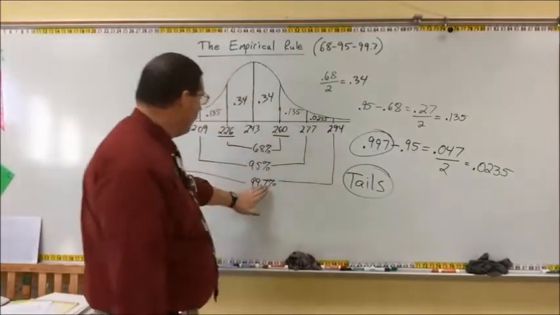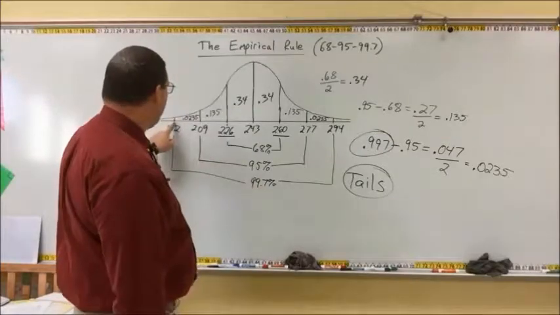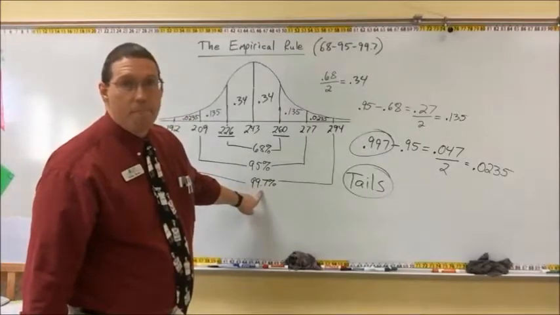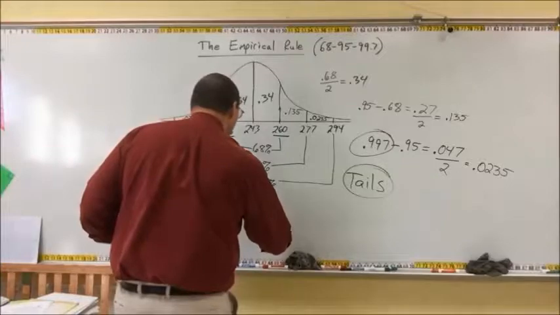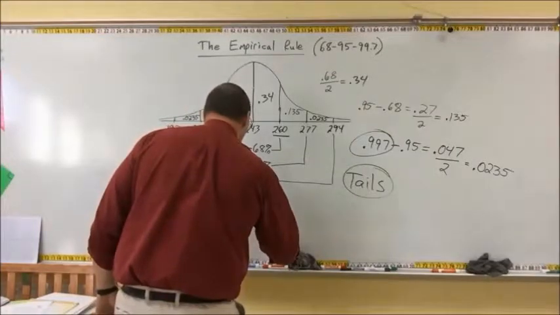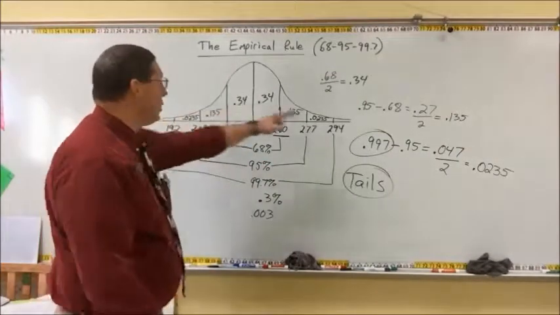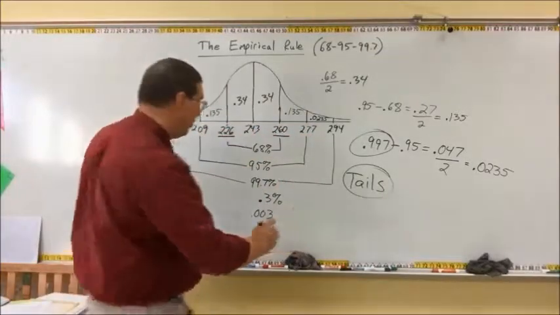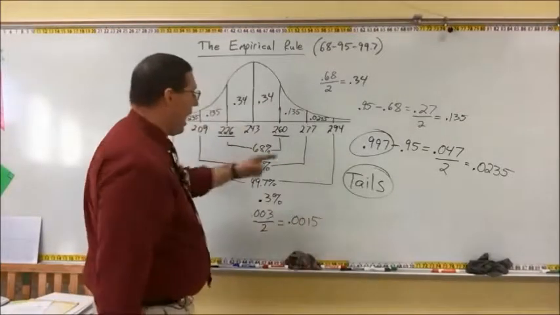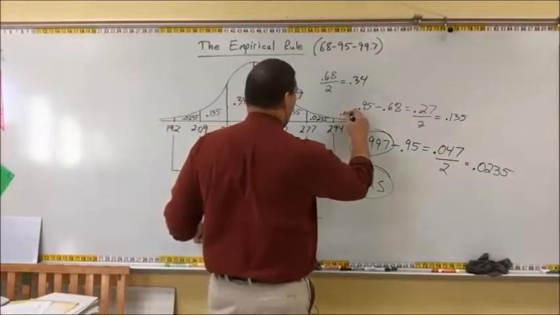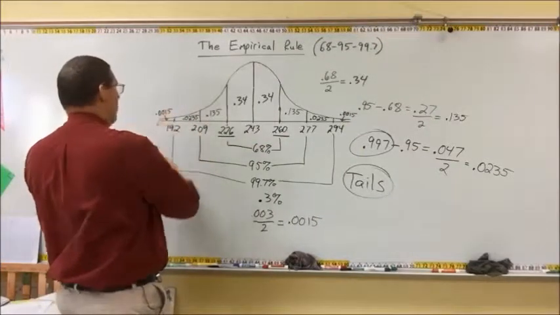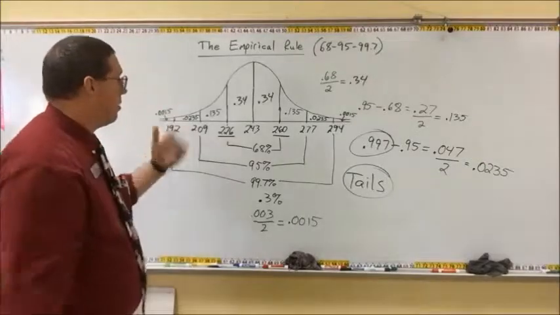There's a little bit left in the tails. Since from -3 standard deviations up to +3 standard deviations accounts for 99.7%, that leaves 0.3%, which is 0.003. And since there's two tails and it's symmetrical, we've got to divide it by 2. So we're going to divide by 2, and that gives us 0.0015. And that is what's in the tails. 0.0015 in there, and 0.0015 in there. Okay? And that is the empirical rule.